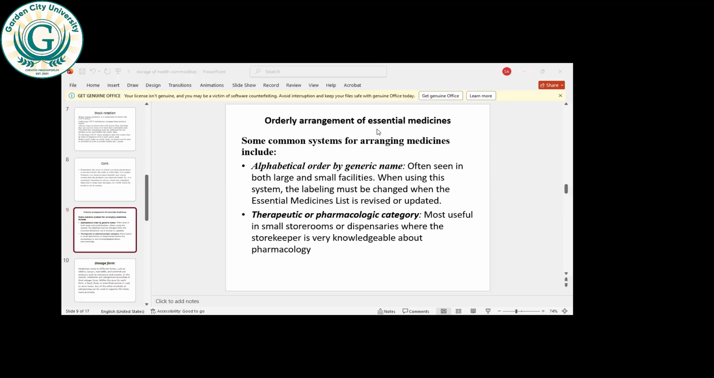Then the hypertensive drugs will also, they understand them. And this is the way they arrange them, you can also arrange them per the pharmacology category. And this is one experience that I had.